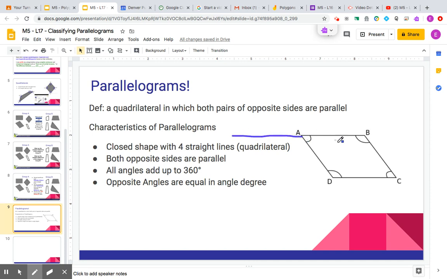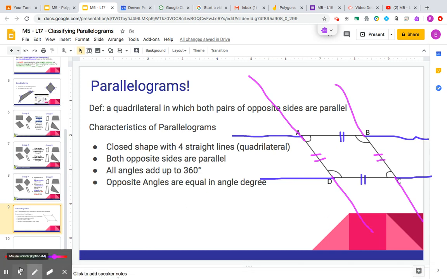If I extend this line on forever and ever until I run out of energy and room and time, my top and the bottom line are never going to meet, which makes them parallel because they do not intersect or touch. Now let's look at the side lines. If I move this up and this one, and I extend this side, once again, they are never going to touch. I have two sets of parallel lines.